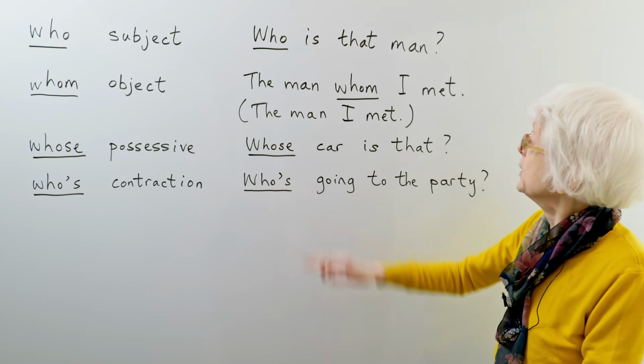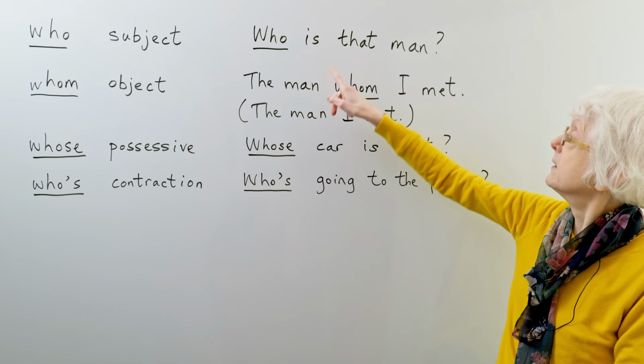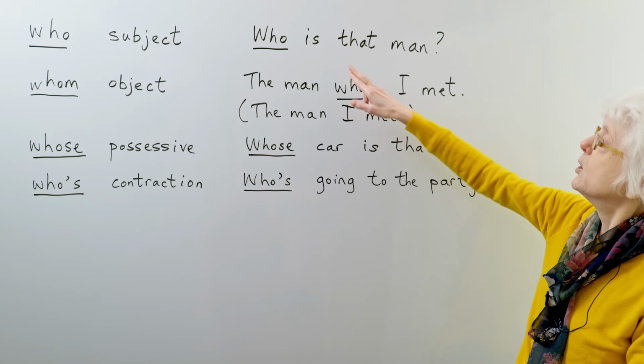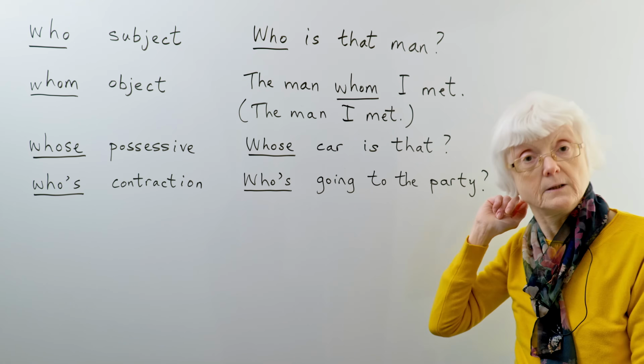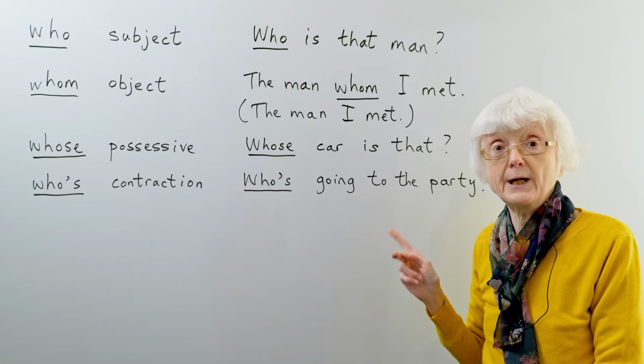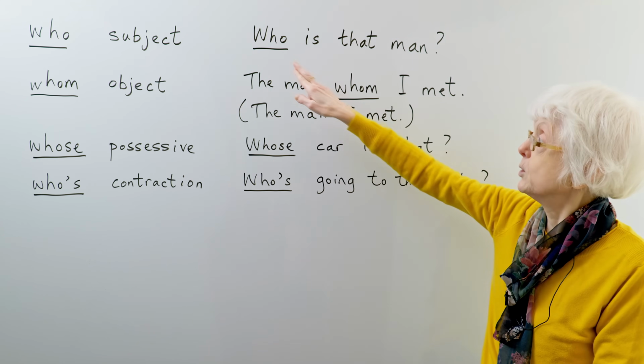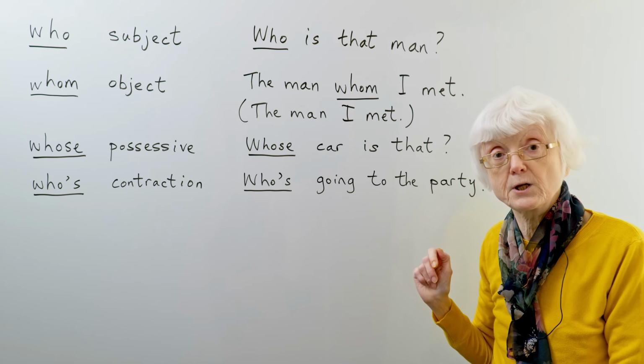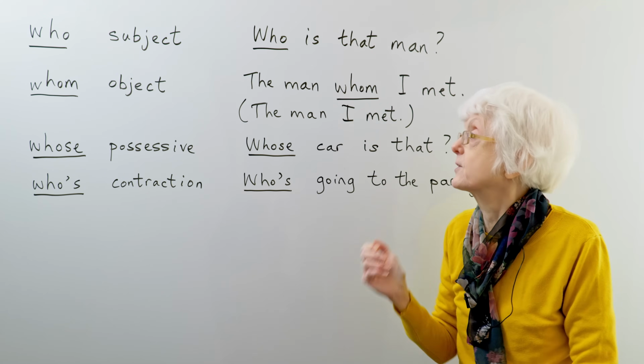So, for example, if you ask the question, who is that man? Who is that man? So that man is the subject. He is. Who is that man? That's used as the subject, okay?